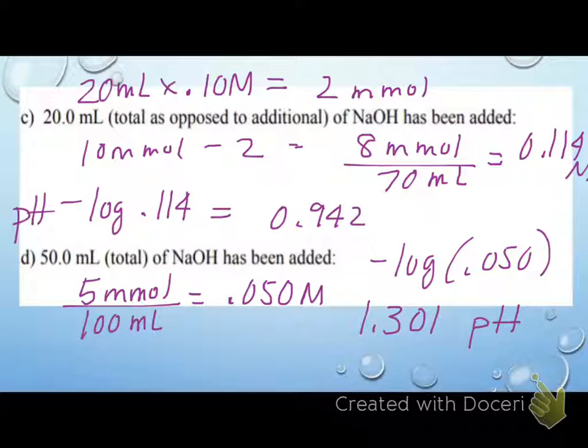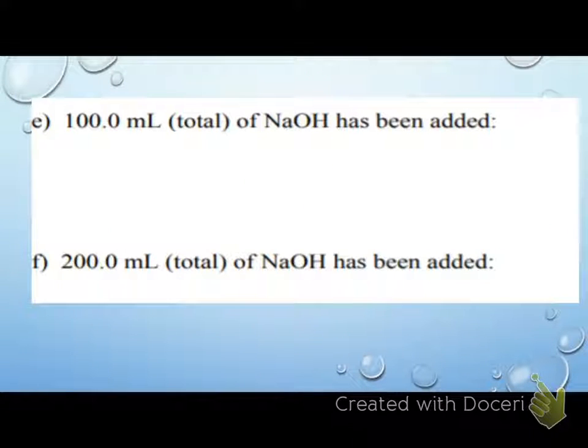Ready for the next one? Yes. Alex has a question. He sees a 20, and then there's a 10. Where does the 2 come from? 20 times 0.1. The 0.1 molar is in the problem, dear. Okay, we're moving on. What do you think E is?